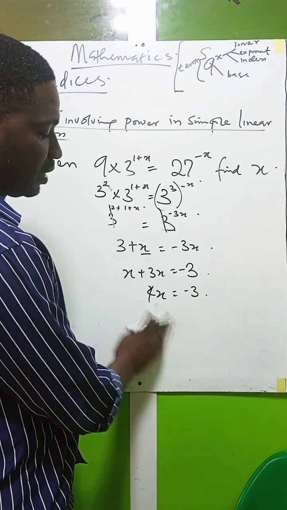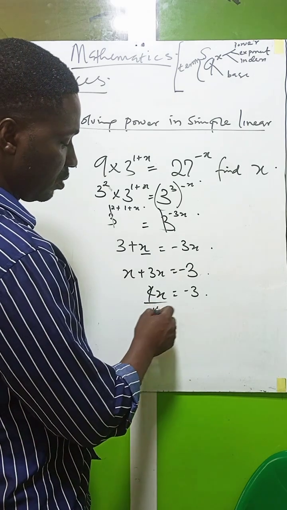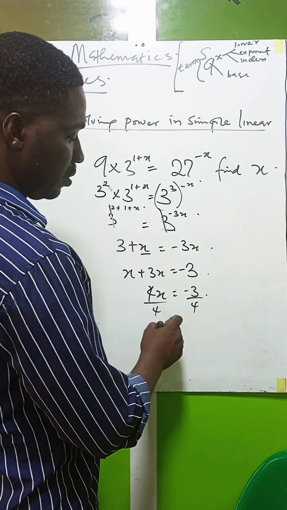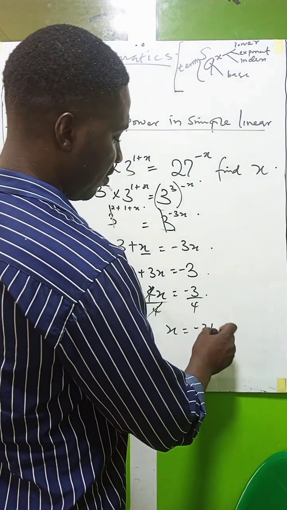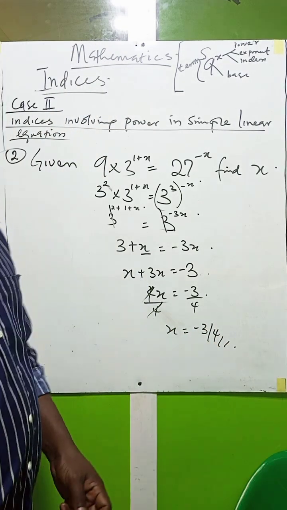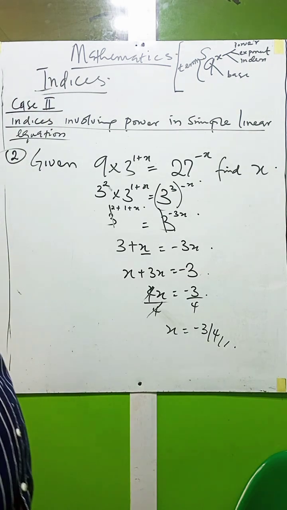Dividing both sides by 4 to make our x stand alone. So our x equals minus 3 over 4. So that's our final answer. So that's that.